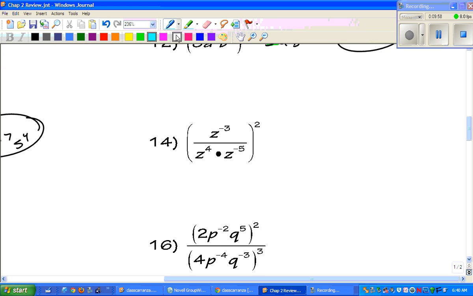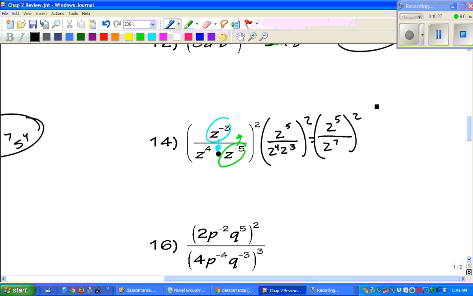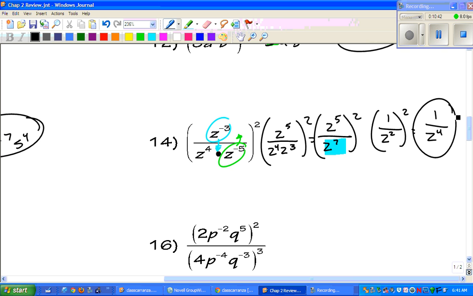All right, for number 14, before we distribute, let's simplify parentheses. So z to the 5th goes on top. Z to the 4th, z cubed. Z to the 5th over z to the 7th. Who wins, top or bottom? The bottom wins by 2. And that's all to the 2nd power. Distribute everything, and you get 1 over z to the 4th.